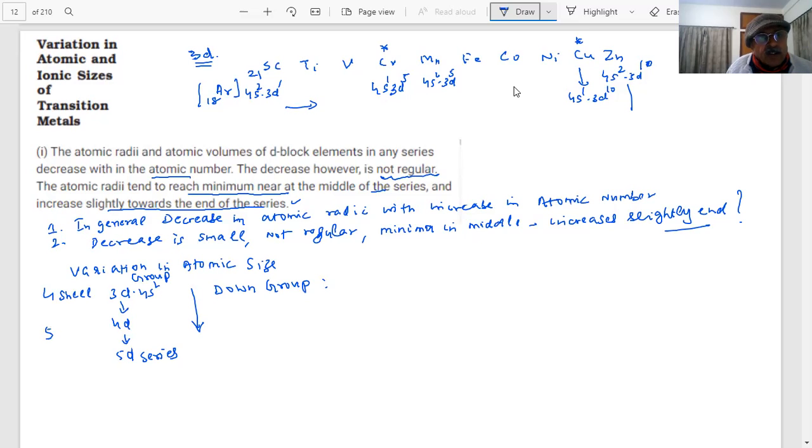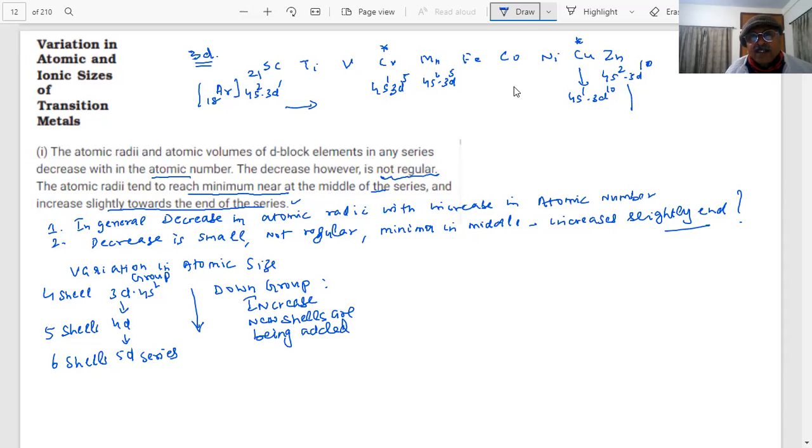It should increase down a group. 5 shells are there, then 6 shells. Tell me, down the group, size should increase or decrease? It should increase, because new shells are being added. New shells are being added. Clear?